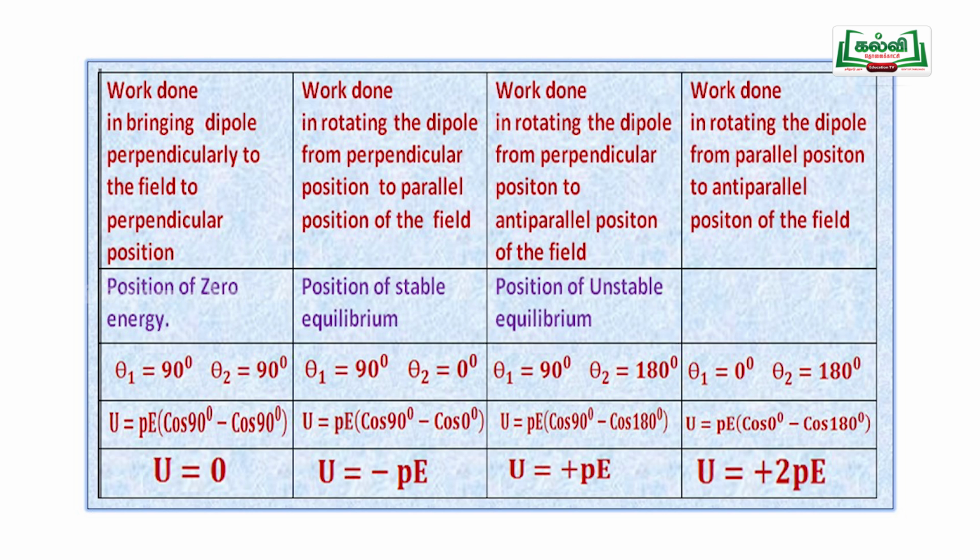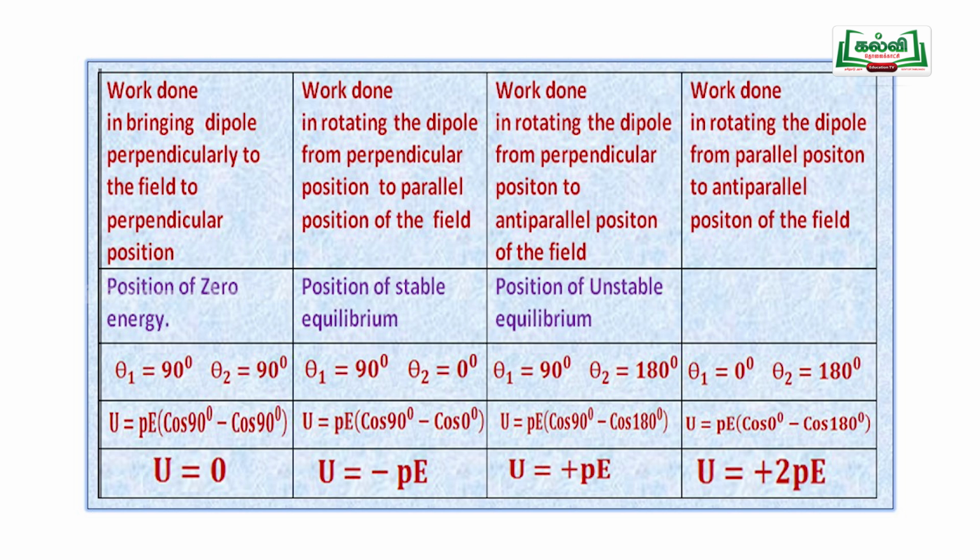In all the cases, the first case, in the position of 0 energy, theta 1 is 90, since I am going to move it from perpendicularly, and theta 2 is 90 degrees. So, the formula for the 0 energy position is U is equal to PE (cos 90 minus cos 90), which reduces to 0. For stable equilibrium, theta 1 is 90, I am moving the dipole from infinity perpendicularly, so 90 to the position theta 2 equal to 0 here. So, U is equal to PE (cos 90 minus cos 0), which is equal to minus PE.